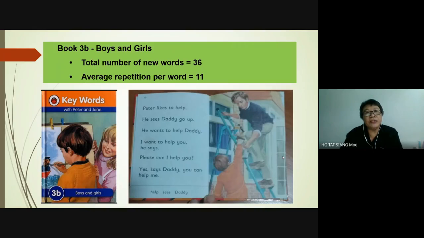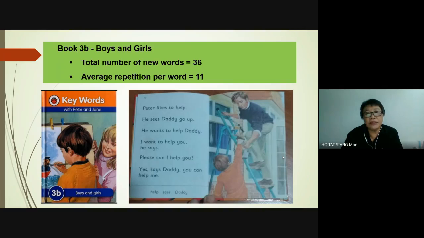Now, book 3B, boys and girls. The books will have more new words now, about 36 words. Average repetition per word is 11. So you look here, you see, almost the whole page is covered with words now, more words.